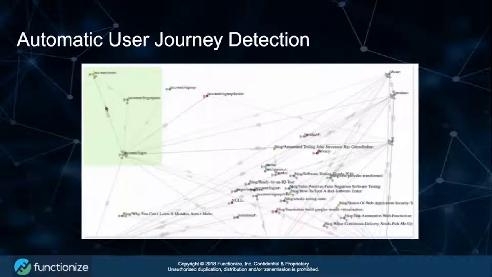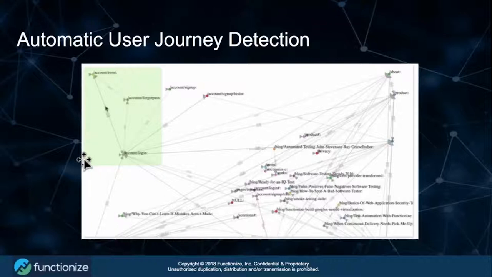This is an example of that. This is a graph that we made of the site. We actually instrumented our own site, functionize.com. This graph shows all the different interactions that have been performed. A node here is a page or an interaction that has been done, and the edges show the path or what links those sequences together. Up here in the corner, we highlighted a cluster that we found. This is a very common cluster.